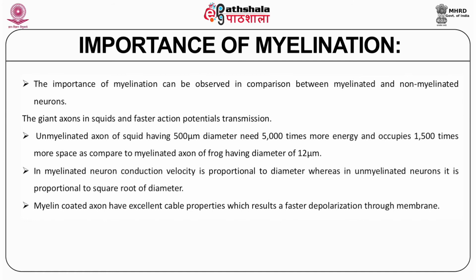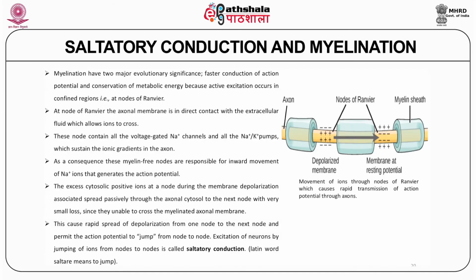In myelinated neurons, conduction velocity is proportional to the diameter, whereas in unmyelinated neurons it is proportional to the square root of the diameter. Myelin-coated axons have excellent cable properties, which result in faster depolarization through the membrane. This property we call saltatory conduction, and it is a property of myelinated neurons.